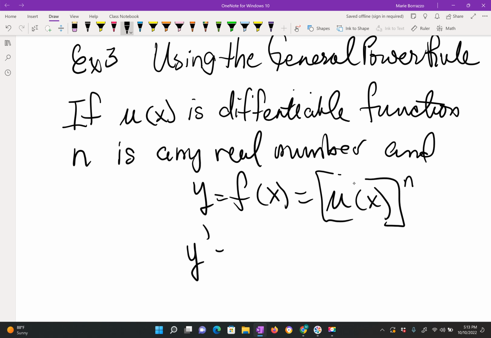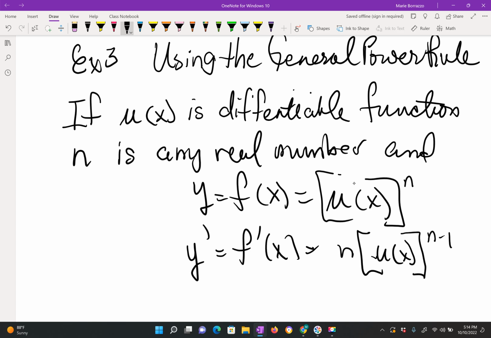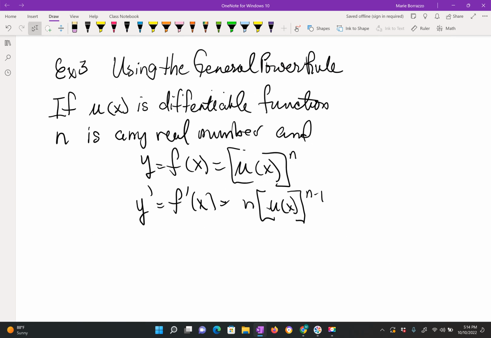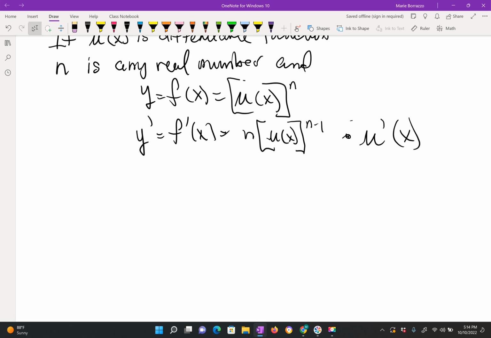Then y prime, which is f prime of x, in essence the first derivative, is equivalent to n times u of x raised to the n minus 1, times the derivative u prime of x. Okay, that makes absolutely no sense when you look at that. I'm sorry. When I first saw this years ago, I looked at it and I said, oh, that's nice. What? All right. Then I saw a problem and it made sense. And then I connected the variables with the notation.